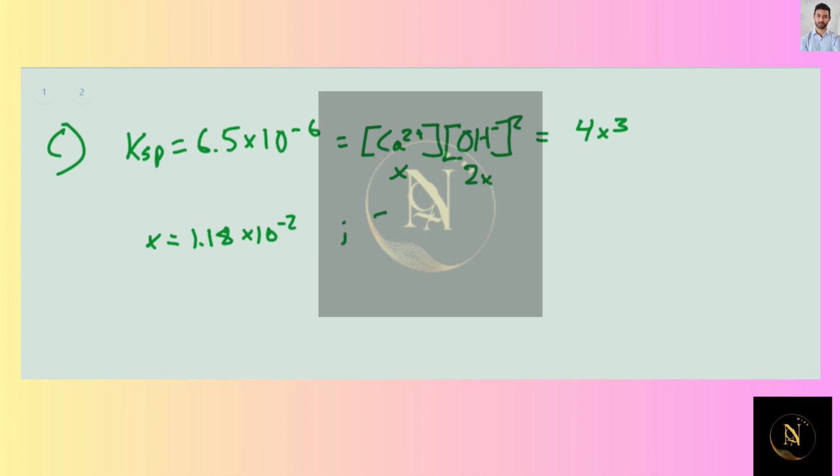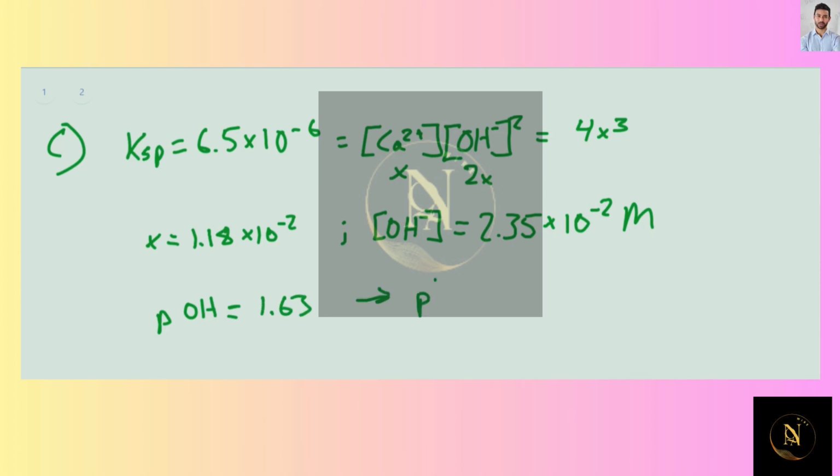And then that is directly related to the concentration of hydroxide by multiplying by 2 because of the stoichiometry in the compound. So 2.35 times 10 to the minus 2 molar. And so if we take the negative log of this value, we get a pOH value of 1.63, which converts to a pH value of 12.37.